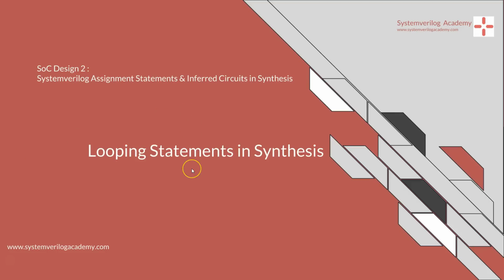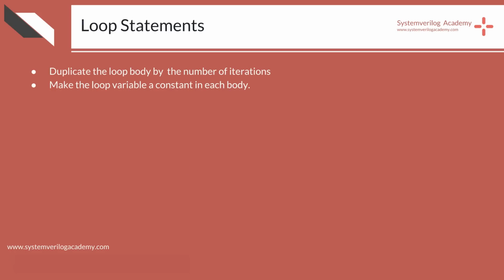Looping statements in synthesis. In the previous session, you learned about the circuit generated by branching statements like if and case. Now you will see what will be the effect on the generated circuit if you add any loop statements like for and while. To determine what hardware will be inferred for a loop, the rule is quite simple. Just duplicate the loop body by the number of iterations, and make the loop variable a constant in body of each iteration.